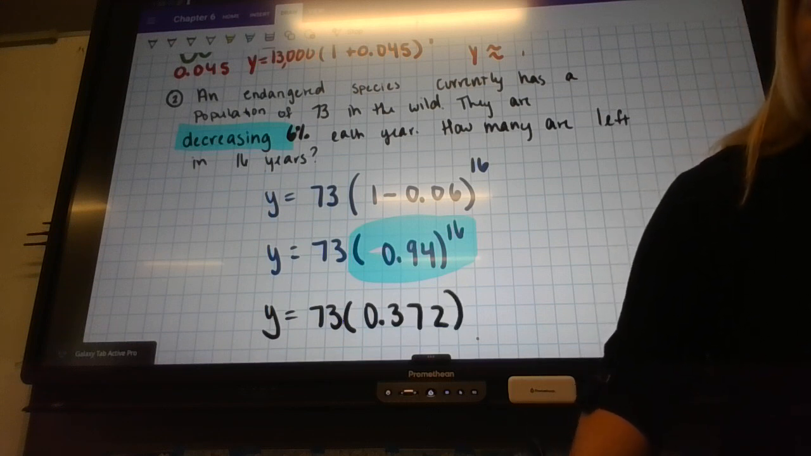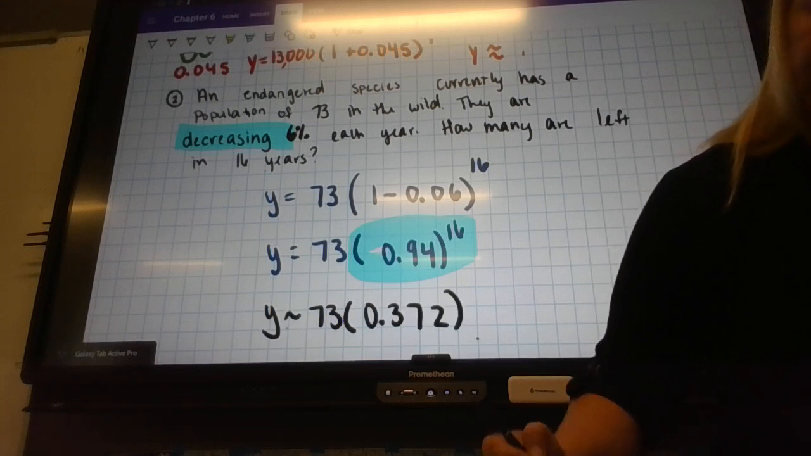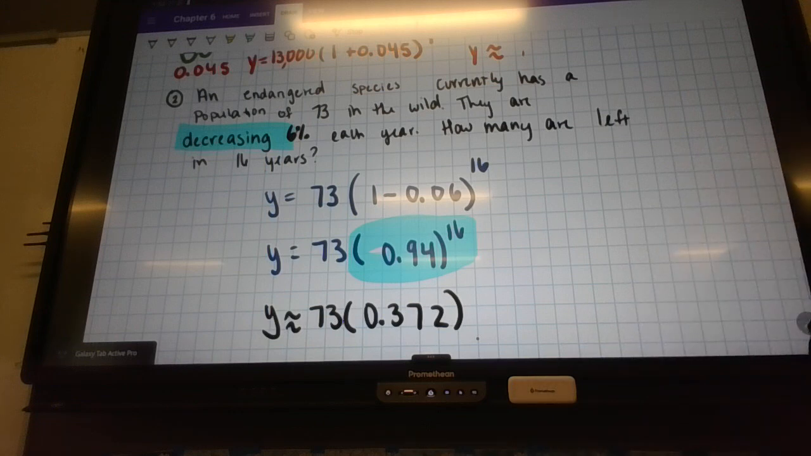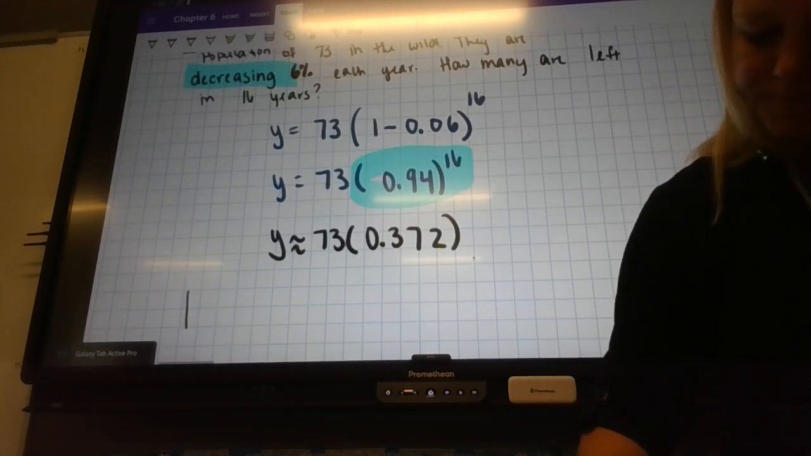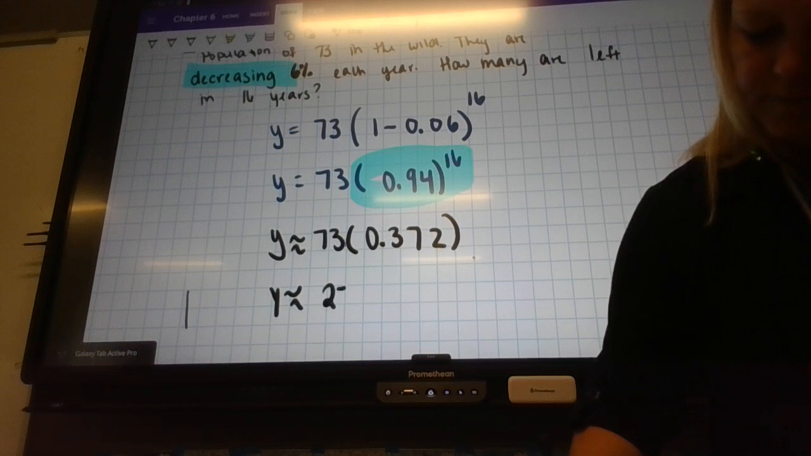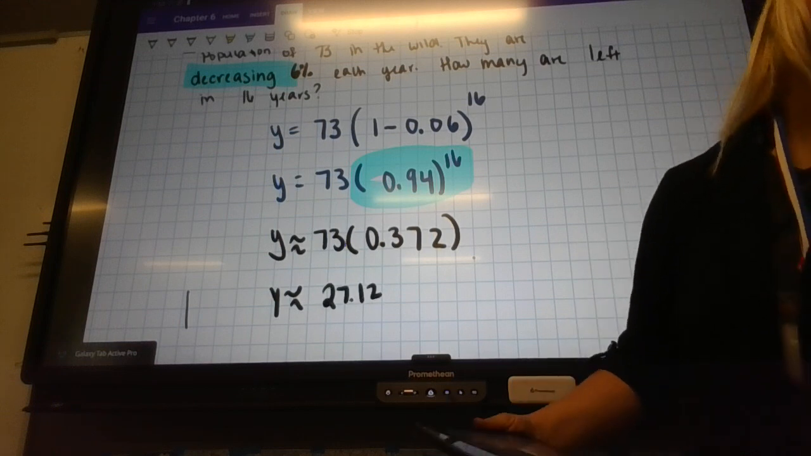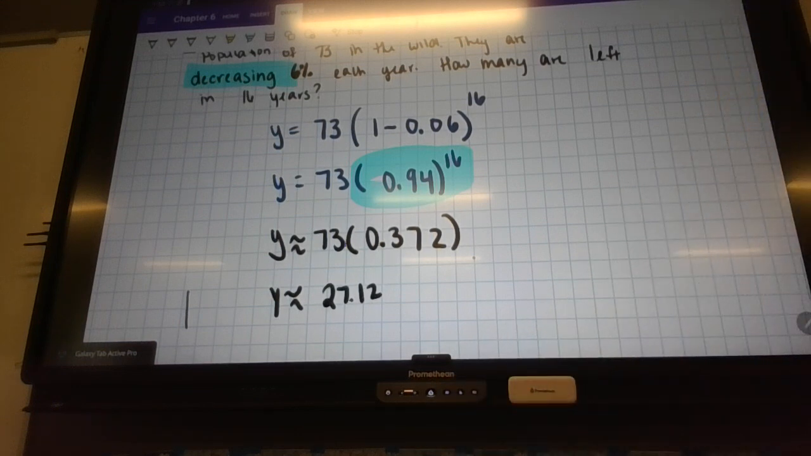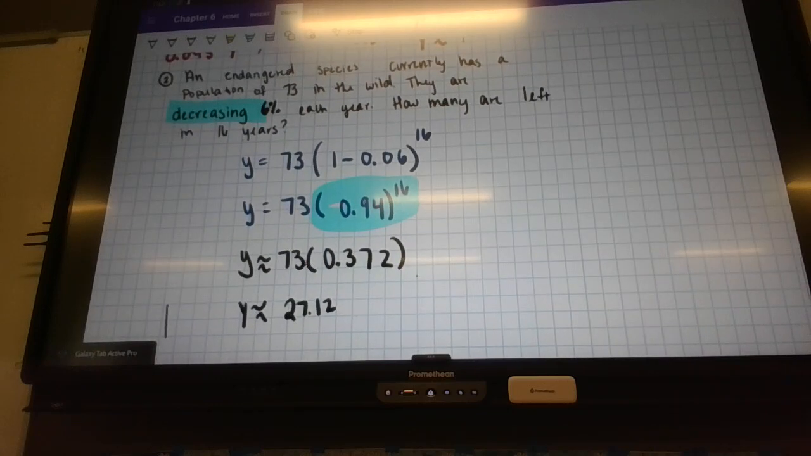And as soon as I round, I'm going to write a squiggle equal. It came out to be about 27.12. I'm going to write a complete sentence. Miss, how do we get 73? Oh, wait, it's already 73. After 16 years, approximately 27 animals remain.